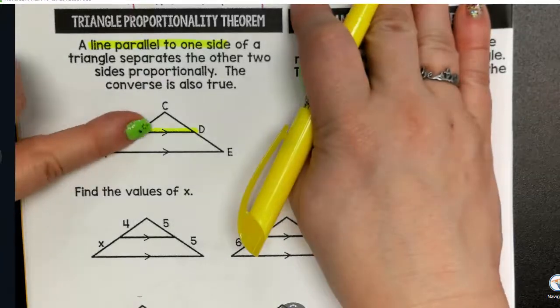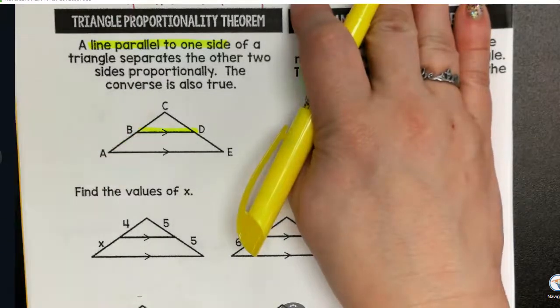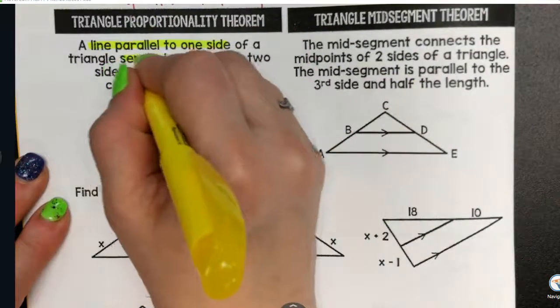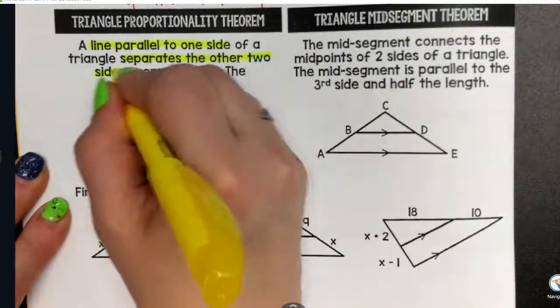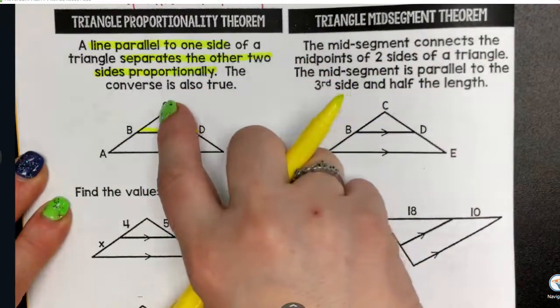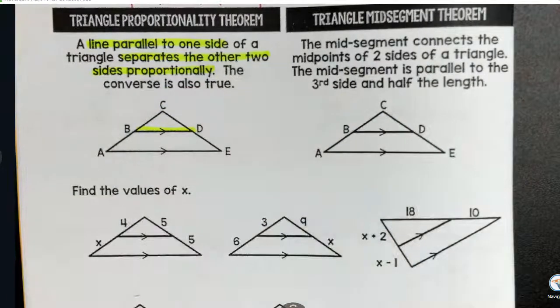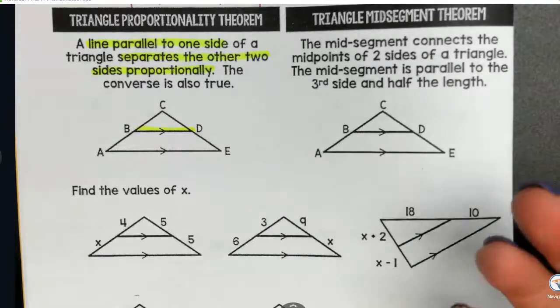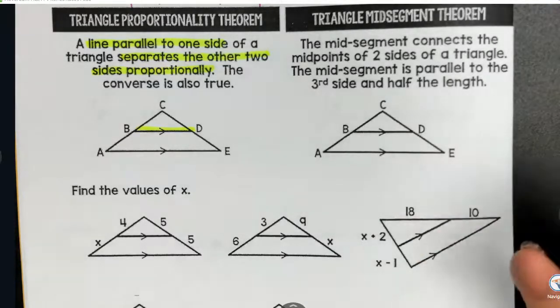If all I know is I have this line parallel to this line, it does a pretty cool thing. It separates the other two sides proportionally. So that means this side and this side have now been separated proportionally. And you're like, I don't know what that means. Okay, so remember, proportional means two fractions that are the same, basically.